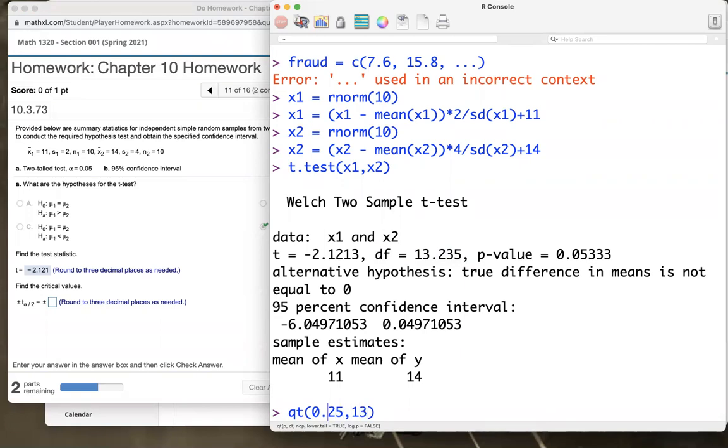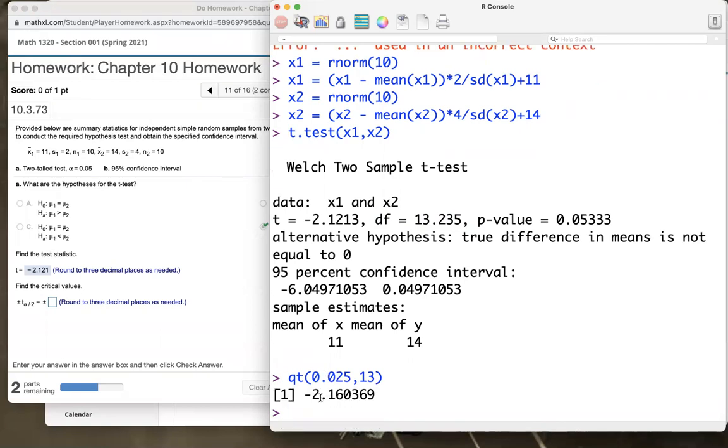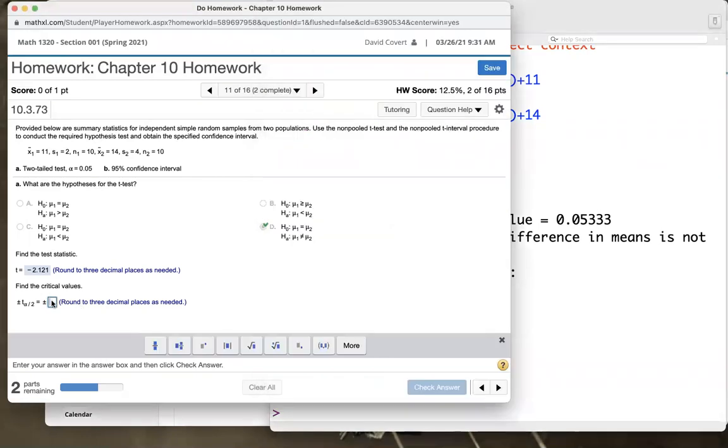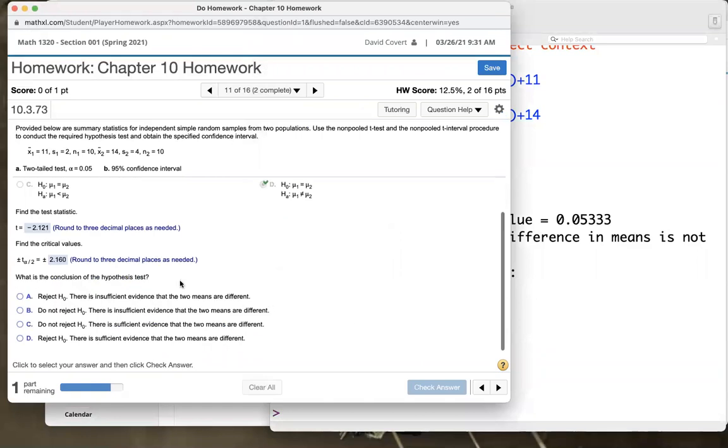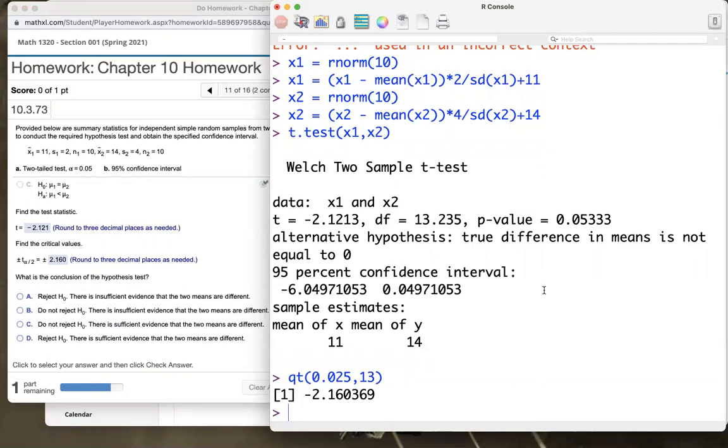And this should be 0.025. And then that'll give you your critical values. So this is negative 2.160. And this is two-tailed, so by the symmetry of the t-distribution, it'll be the plus or minus of that value. Yeah, so it is rounded down. Thank you. And then you want to know, do you reject or not?